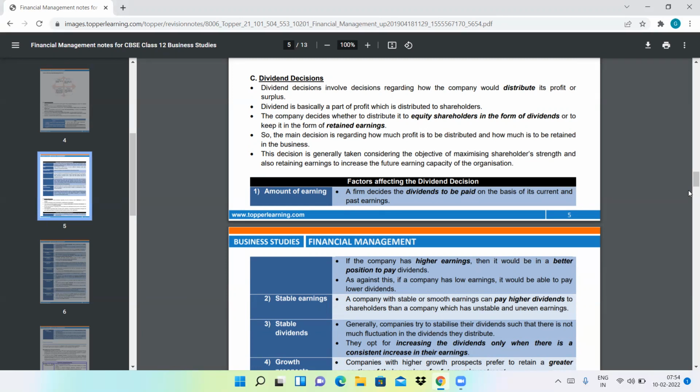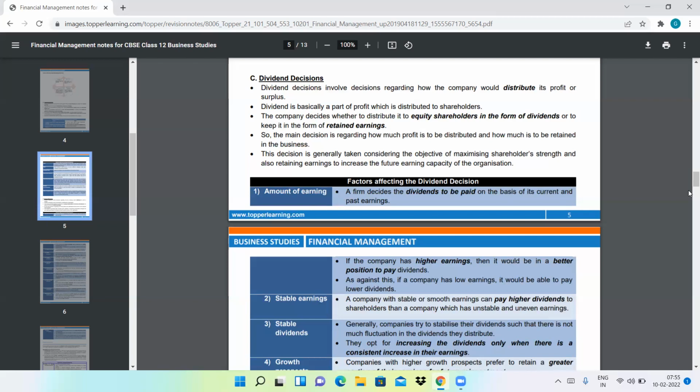And dividend distribution depends upon the profitability of the business. If the business is earning a huge amount of profits, then we can easily share dividend among the shareholders. But if the business is having less profitability or it has some future projects upcoming, the companies prefer to retain more amount in the form of retained earnings rather than distributing them to the shareholders. So that is what the dividend decision is.